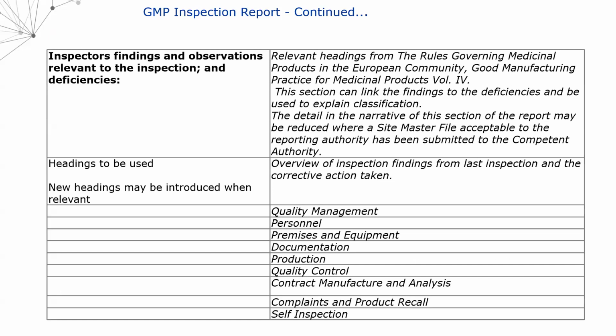So if you got any observation related to quality management, or observations related to personnel, premises, equipment, documentation, production, quality control, contract manufacturer, analysis, complaints, product recalls, self-inspection, those kinds of categorizations will be given along with those observations.